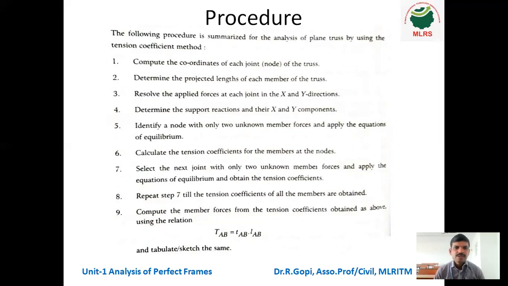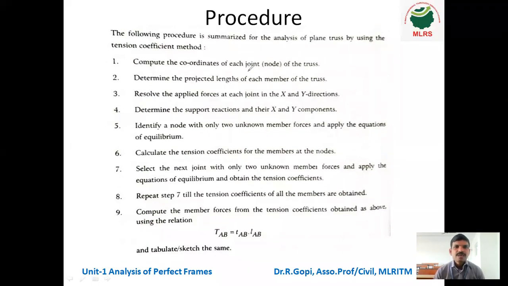If they split it into 2, then one of the questions they will ask is this procedure, because this is very, very important. The following procedure is summarized for the analysis of a plane truss. Plane truss, I already told, is a 2D truss, by using the tension coefficient method. Okay. So what is the first step?